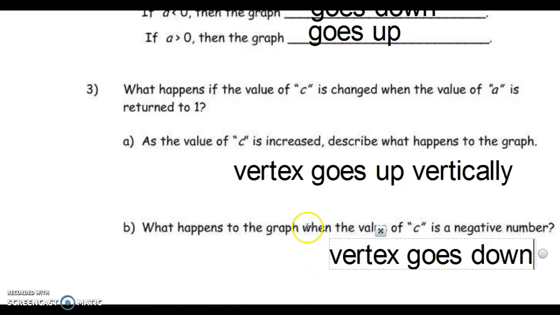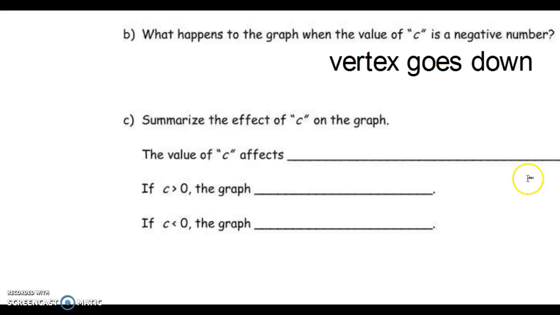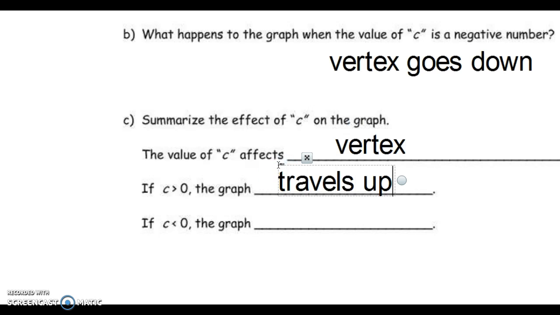Okay, and we're not really going to answer the questions for b. Let me go to the next page here. So the value of c affects the vertex. With greater than, it travels up. And then here, it would travel down when c becomes negative. All right, now we'll get on to the next page.